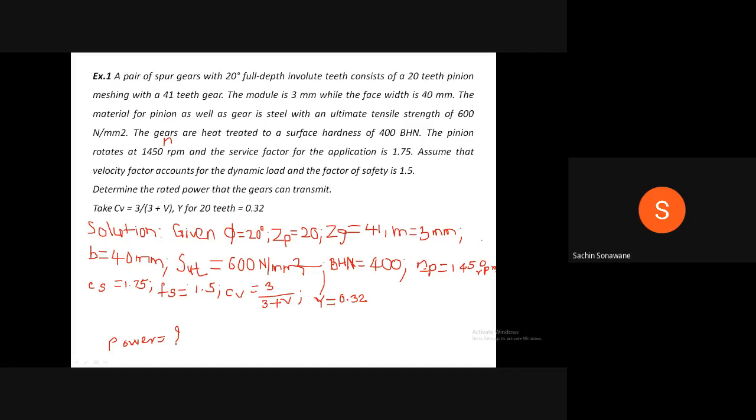Now, yesterday we have seen that when BHN value is given, at that time we have to calculate wear strength also. And then we have to compare beam strength and wear strength, and the value which is minimum, for that value we have to take into consideration for calculation of the effective load. And then from effective load we will calculate tangential force, and then we will calculate torque transmitted. Torque transmitted, you are knowing, Pt into d divided by 2, that is what torque transmitted.